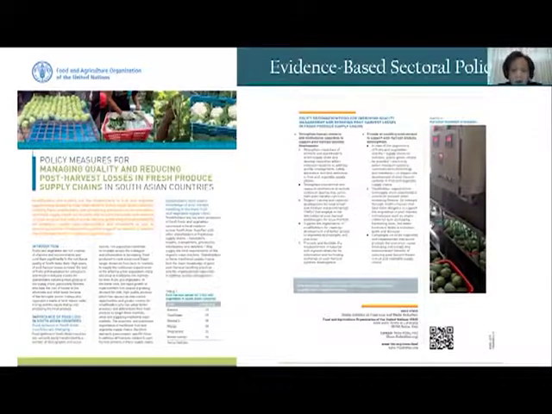So all of the evidence that we produce in these types of projects is analyzed, and then we come up with policy recommendations, which we document and also disseminate to policymakers through our FAO offices, our partners, and we use them to support different countries with the same sorts of issues and problems.